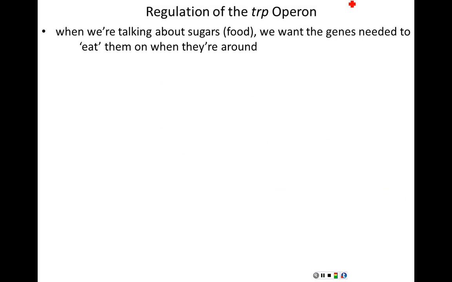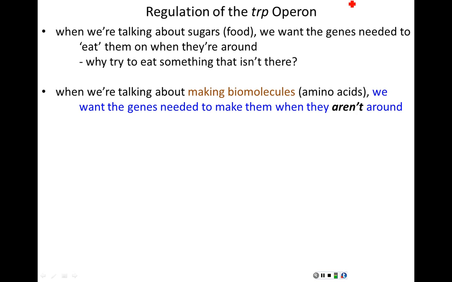I'm going to use the trp operon as a separate example for how operons can be regulated. The way that the trp operon is regulated is completely different than the lac operon, but no less respect-worthy. When we're talking about sugars, such as lactose and glucose, we're talking about food. And we want the genes needed to metabolize these foods when those foods are around. In other words, there's no point having the lac operon on when lactose is not present to eat. We need the operons on to metabolize those sugars. Why try to metabolize a sugar that isn't there to be eaten?